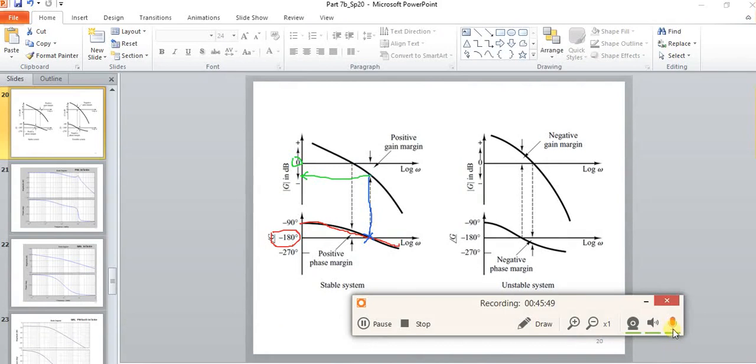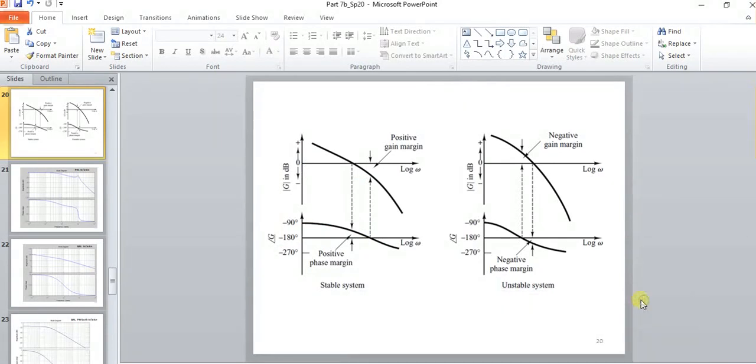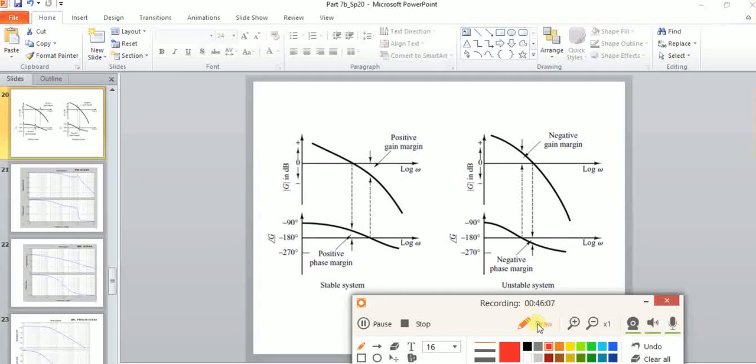Now, conversely, in this diagram, again, this is the place where the phase curve cuts the minus 180 degree line. Go straight, and here is the place where you meet the gain curve. Since you are meeting the gain curve above 0, because 0 is here, this place is above 0. So this means you have a negative gain margin, which indicates an unstable system.